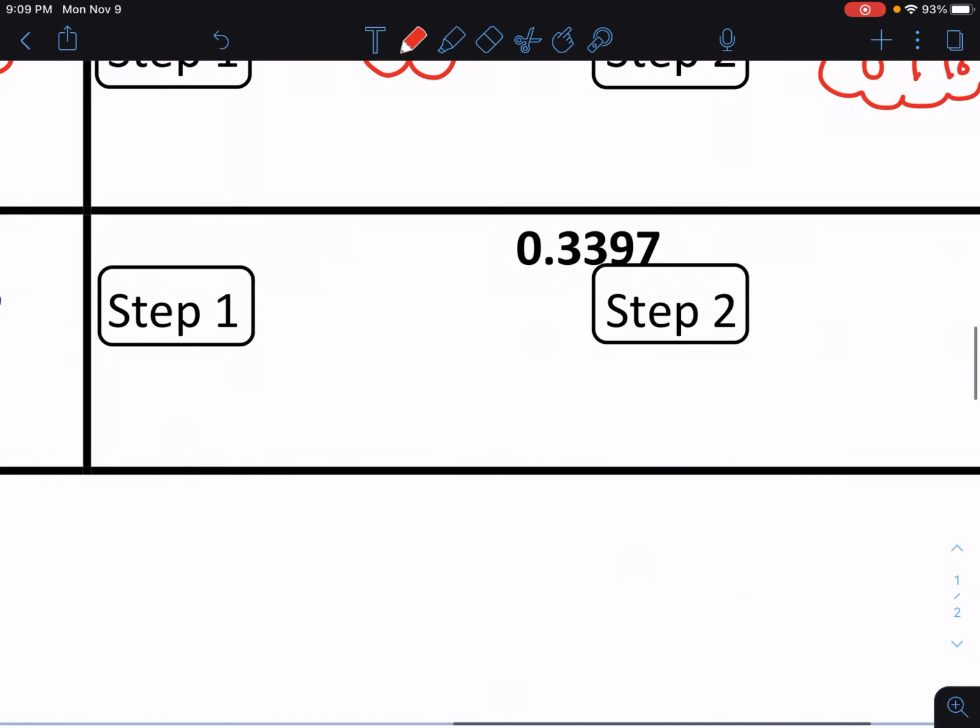In my last example, 0.3397, here's my decimal. I'm going to move it 2 places to the right. And I get 33.97%.